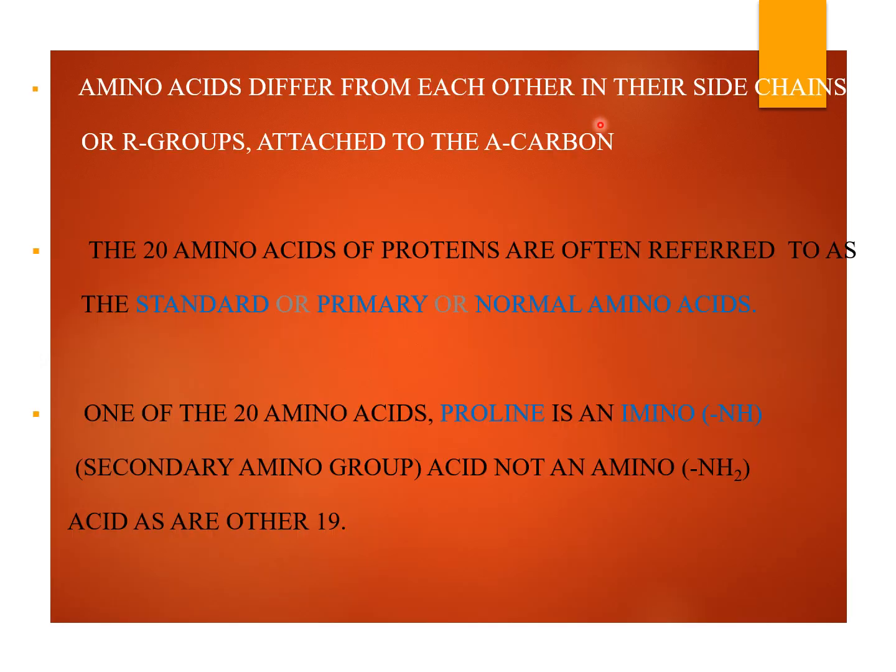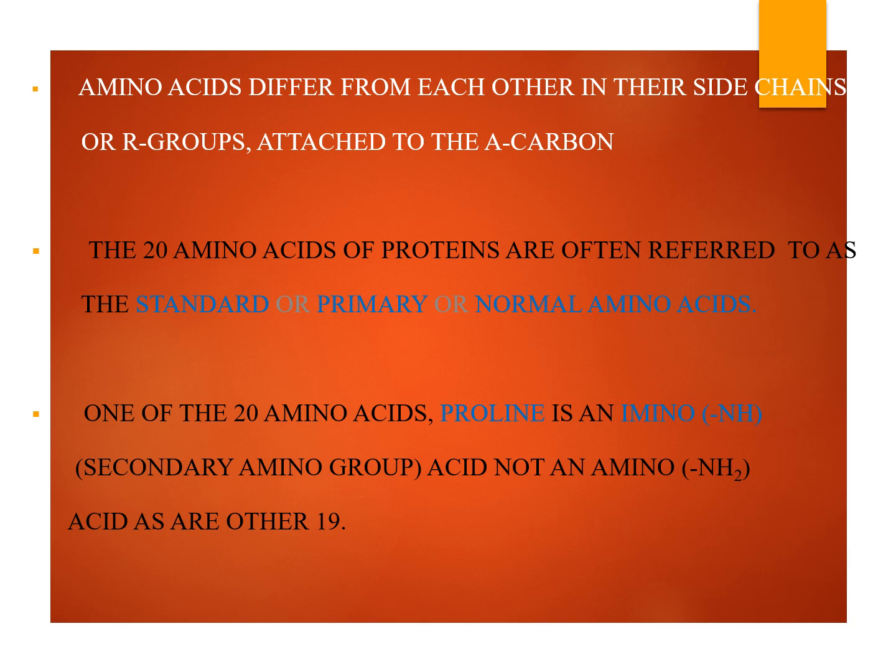Amino acids differ from each other in their side chains, or R groups, attached to the alpha carbon atom. The 20 amino acids of protein are often referred to as the standard, primary, or normal amino acids. One of the 20, the exception, is proline, which we call an imino acid because the amino group is in the secondary amino group form.